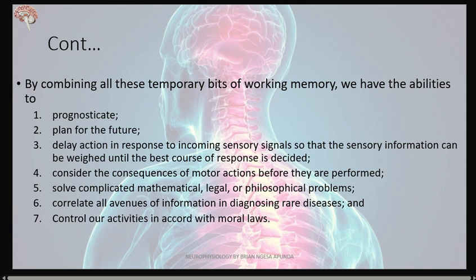You won't act out the way somebody is suggesting, because you are using working memory to also examine information from your past experience. And you are able to consider the consequences of what will happen, because you can project that if you stand up, maybe you'll hurt your head. This is what you are able to predict. And again, this enables you to solve complicated mathematical, legal, and philosophical problems.